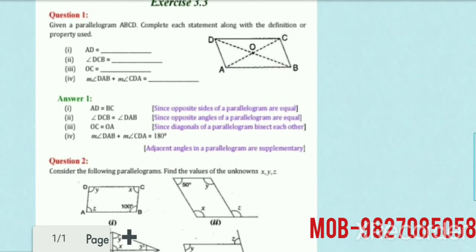Here question number 1 is: given the parallelogram ABCD, complete the statement. Here AD is equal to which side? So this is equal to BC because opposite sides of a parallelogram are equal. For the second, angle DCB is equal to angle DAB because opposite angles of a parallelogram are equal. And OC is equal to OA because diagonals of a parallelogram bisect each other. And DAB and CDA are supplementary angles, so they add up to 180.